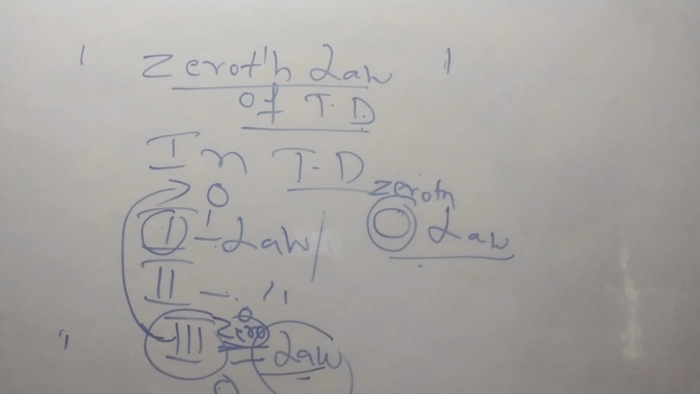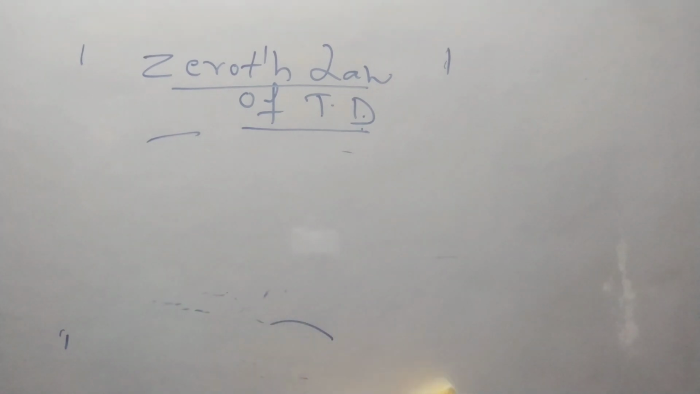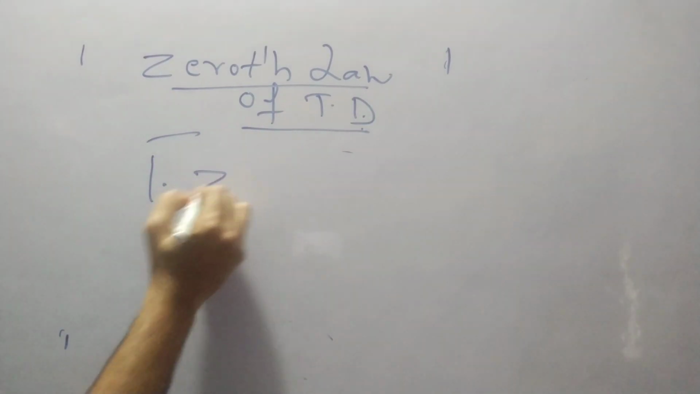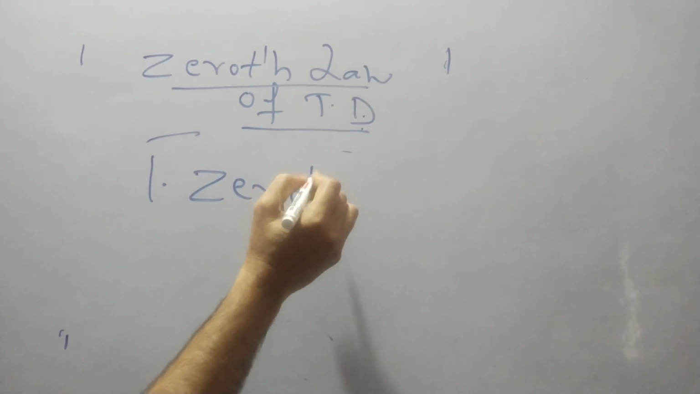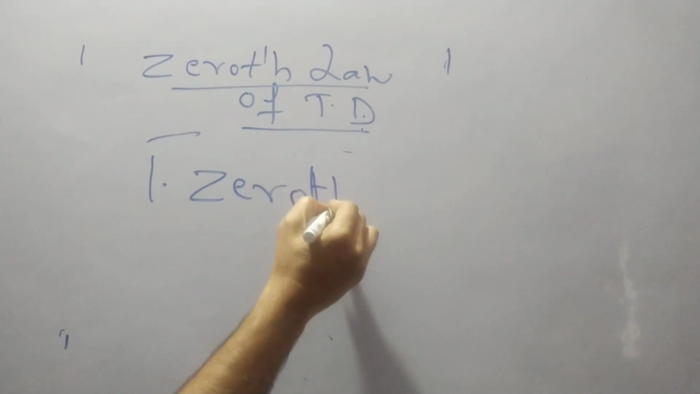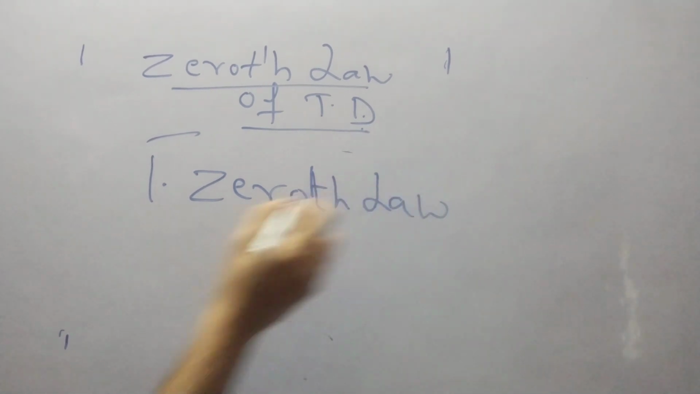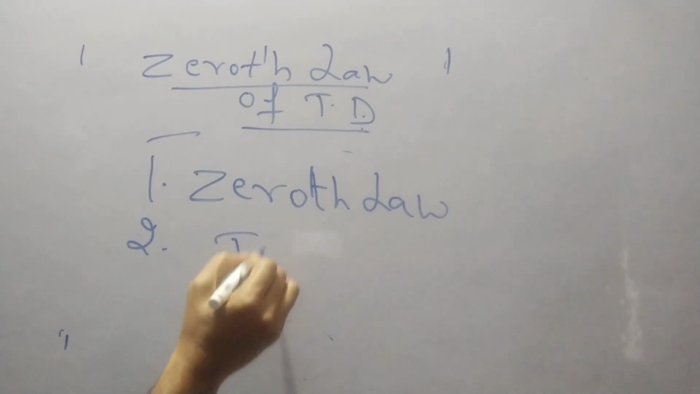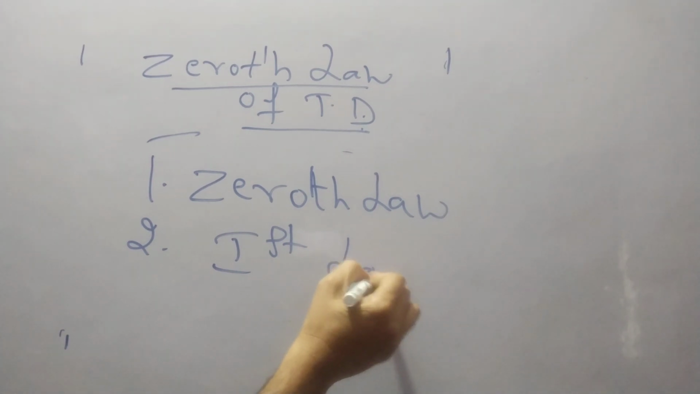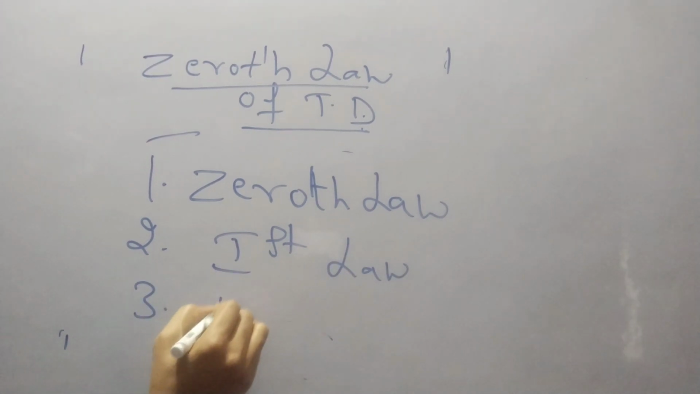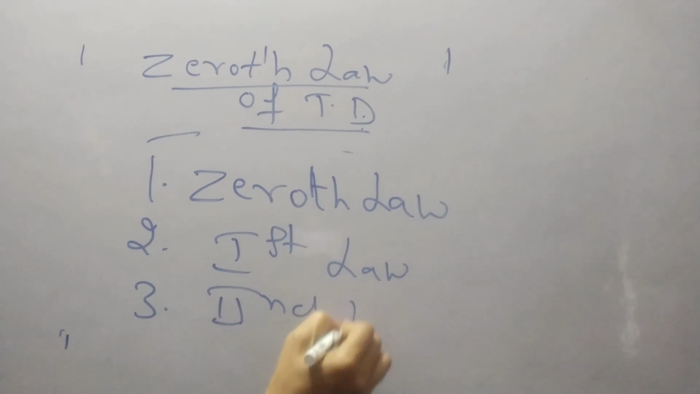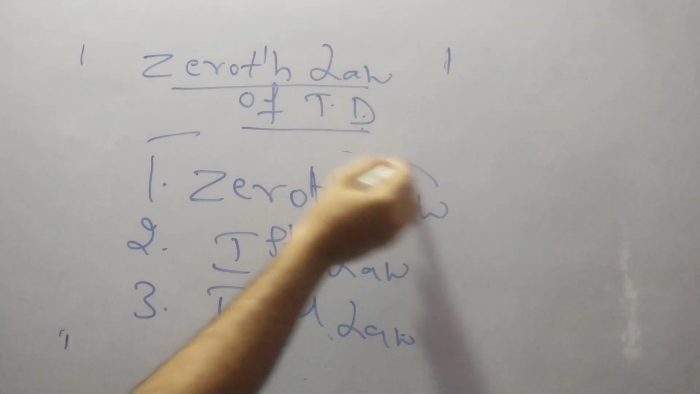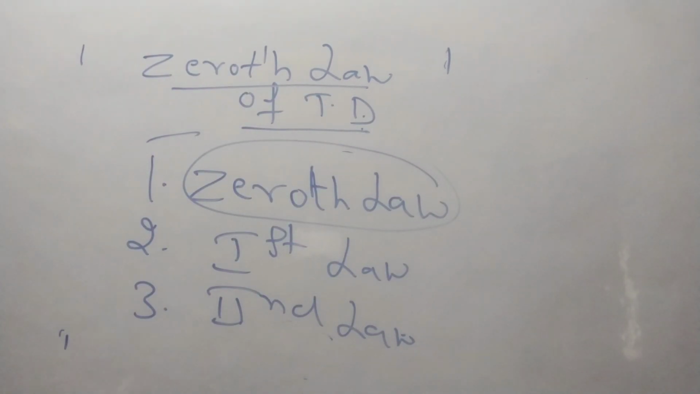Okay. So that's why in thermodynamics, we have three laws. First one is zeroth law. Next is first law. Third is second law. Right? Now we'll discuss what the zeroth law is, what the importance of this law is, and what the important parameter in this law is.